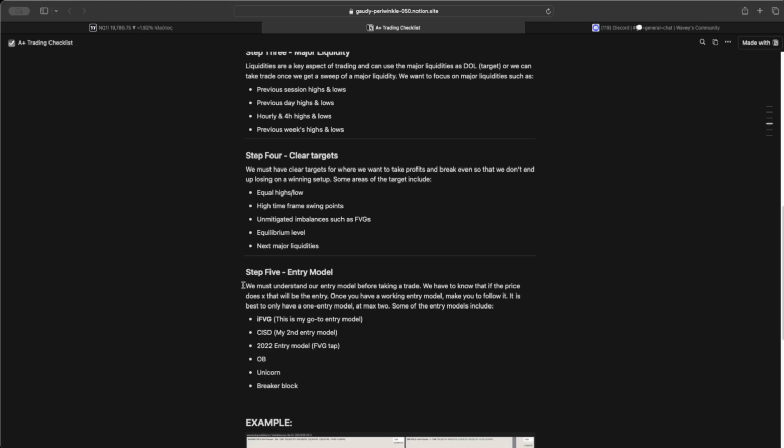Step 4 is to have a clear target. So pretty much, be able to understand where to take your profits and where to go break even, so that we don't end up losing on a winning setup. Some of these areas include equal highs and lows, higher time frame swing points, unmitigated imbalances such as fair value gaps, and the equilibrium level. I'm going to be talking about this in a little bit because this is a very important level. Next, major liquidities. So those are the clear targets.